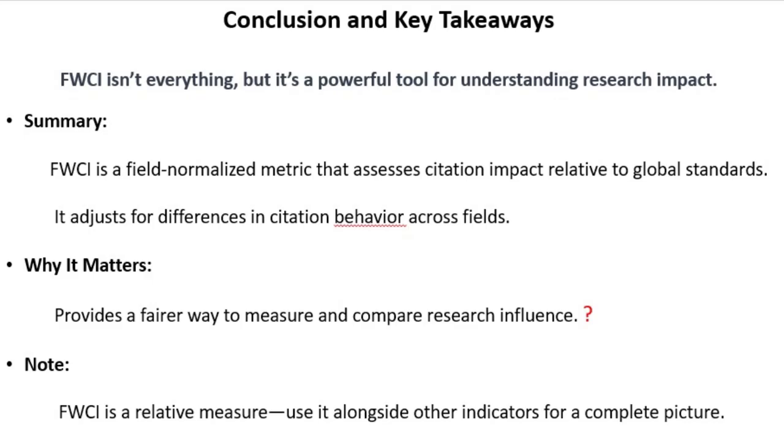Why it matters. So, why should we care about FWCI? It's all about fairness and context. By normalizing for field differences, FWCI lets us compare research impact across disciplines without bias. It's especially handy in interdisciplinary work, where citation habits can vary wildly. Whether you're assessing a single scholar or an entire institution, FWCI provides a clearer, more balanced picture of influence.